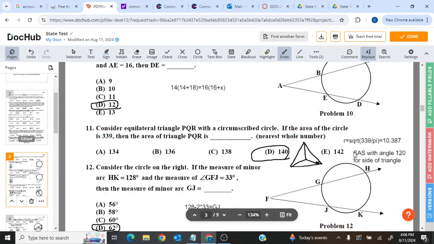So you can use our SAS triangle program with the angle of 120 for your angle, and then R for your two sides. And you'll get a side of 18, I believe. Then once you have that, area of equilateral triangle is side squared times square root of 3 over 4, and you get 140.